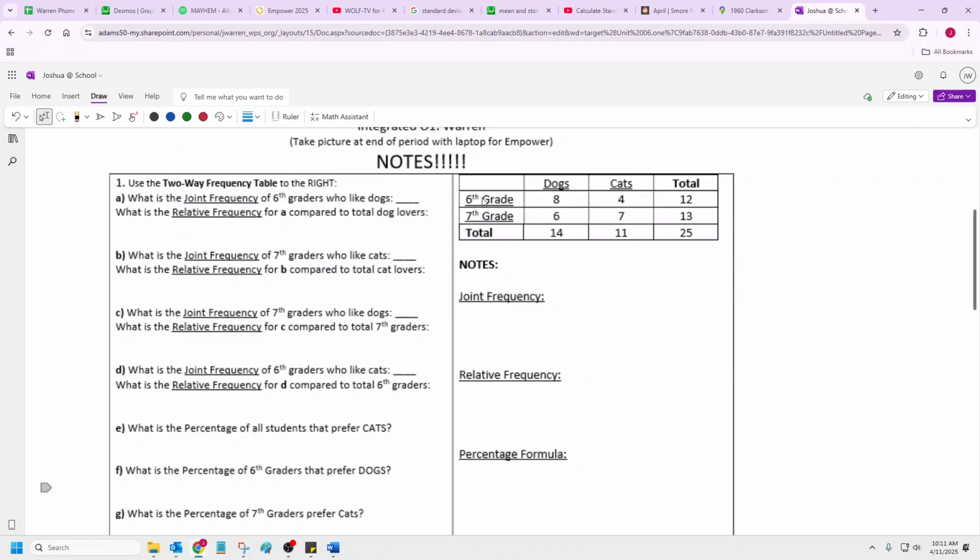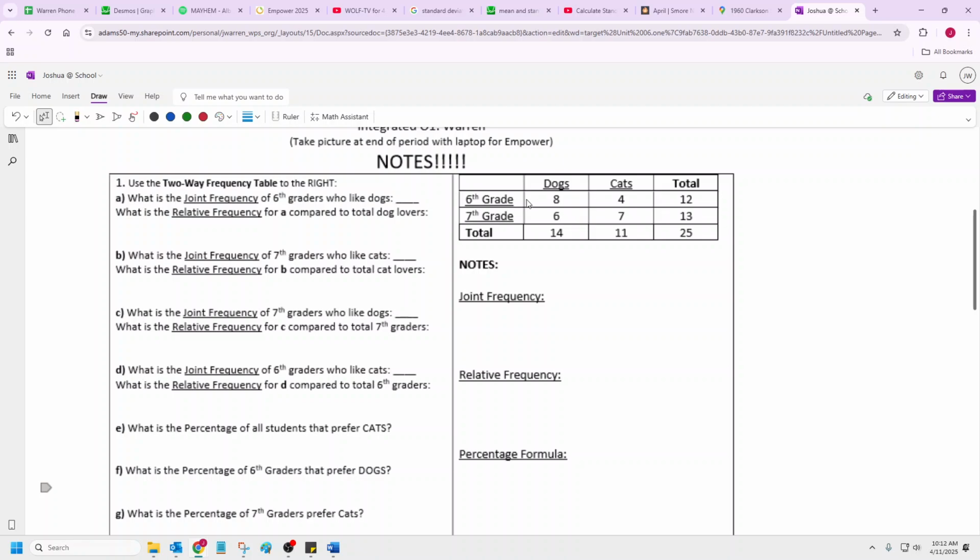So what are we talking about? We polled 6th and 7th graders, so the groups that we're dealing with are 6th graders and 7th graders. The question we asked was, do you prefer dogs or cats? So it's a shared example. It's shared data. It's two ways. What do I mean by that? Let's read this chart to the right.